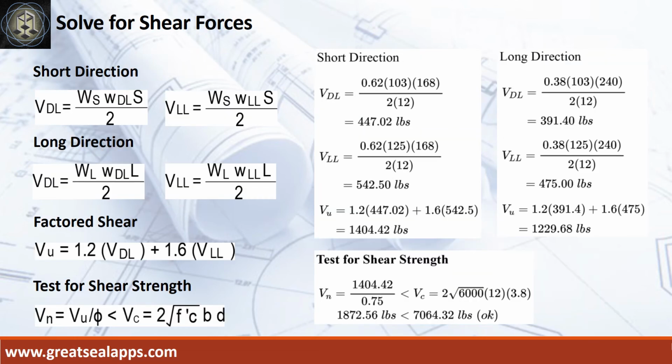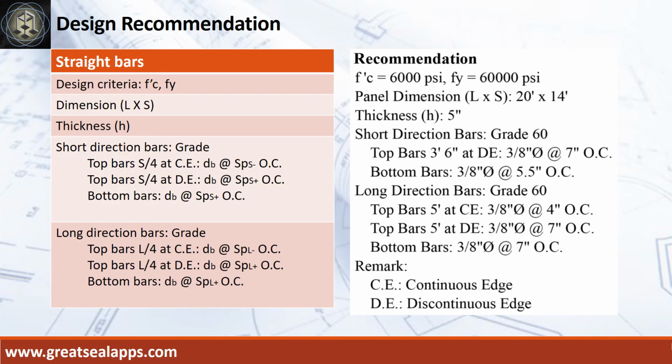At short direction, the shear force for dead load is 447.02 pounds, and live load is 542.5 pounds, for a maximum shear force of 1,404.42 pounds. At long direction, the shear force for dead load is 391.4 pounds, and live load is 475 pounds, for a maximum shear force of 1,229.68 pounds. The nominal shear force is 1,872.56 pounds, less than 7,064.32 pounds. Design recommendation as follows.